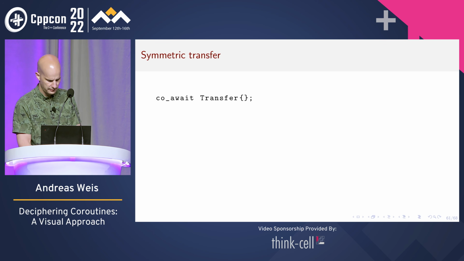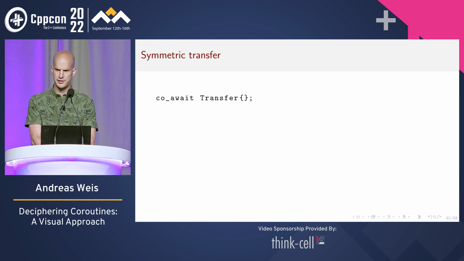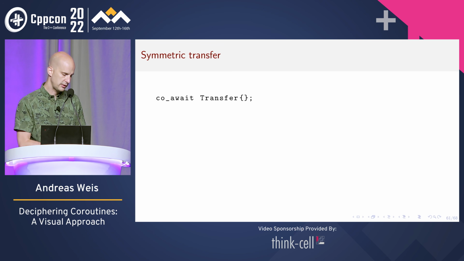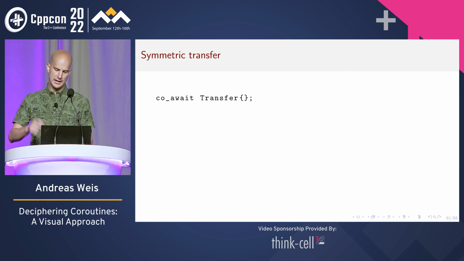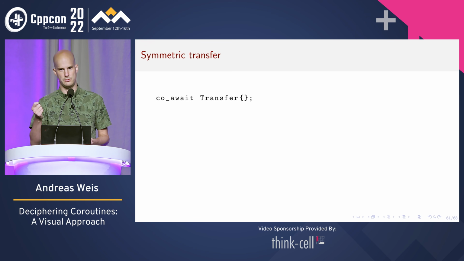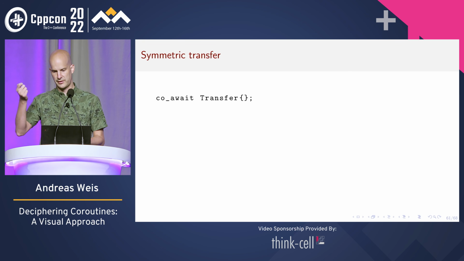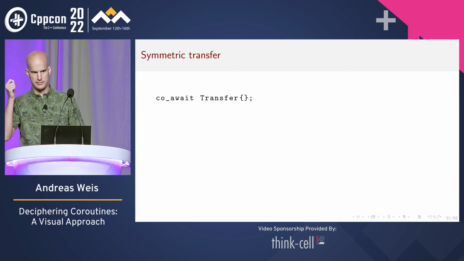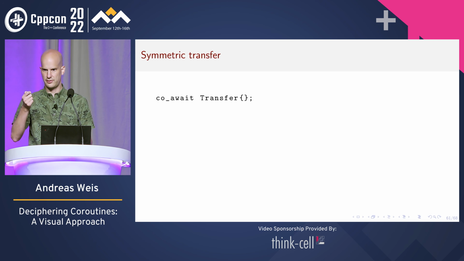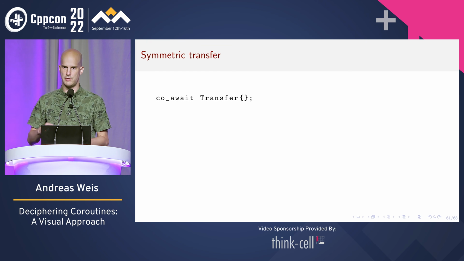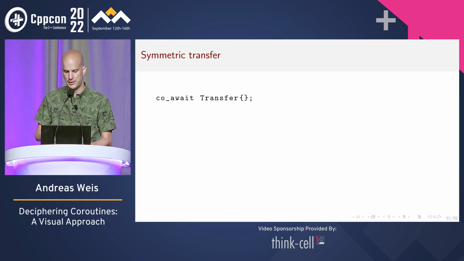Then there's one last thing that I want to show you today, and that is symmetric transfer. So usually when I do a co-await, I hand control flow back to my caller, right? So in the initial case when the coroutine just started, that is really the function that called the coroutine function in the first place. And in the other cases where I was resumed, then whoever called resume, that's the one where the control flow gets handed back to.